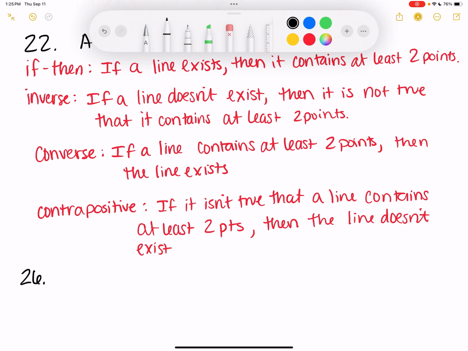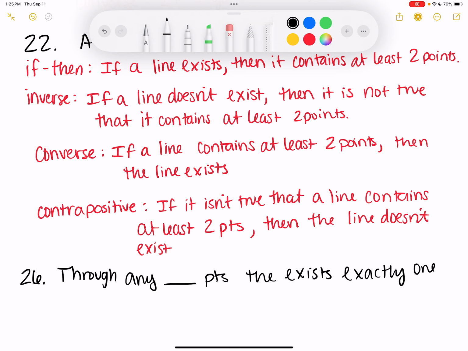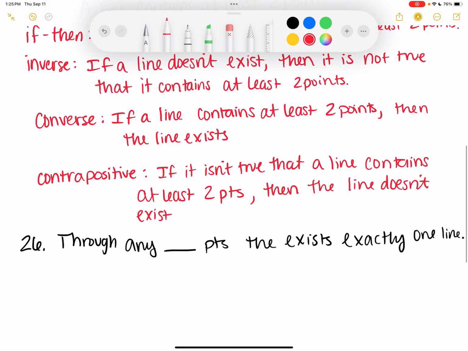All right, illustrating postulates, fill in the blank. So this one: through any blank points, there exists exactly one line. What would we fill in the blank with? 2. So they want you to draw a sketch of what that would look like.